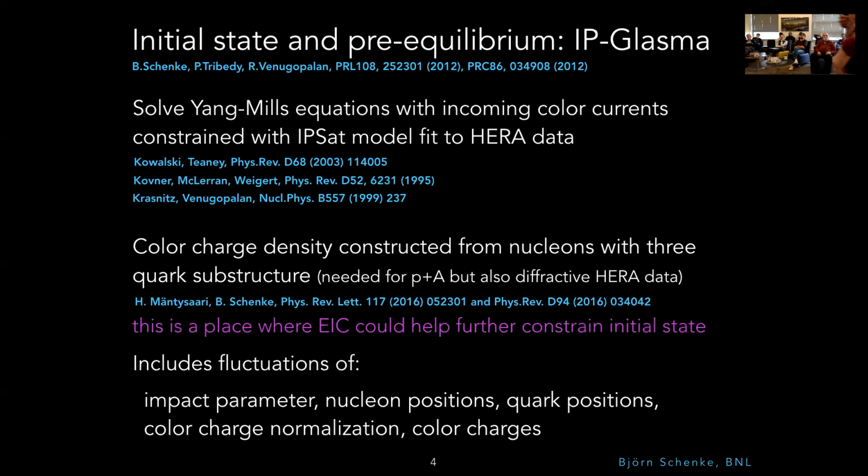Because this will also be needed for describing proton-gold or proton-lead data with this hydro picture. Because if we don't have the substructure, we just have a round proton, then we will not produce any v2, because we have an isotropic initial distribution which will expand isotropically. And so this calculation now includes tons of fluctuations, namely that of impact parameter, nuclear positions, quark positions, or hotspot positions, I should call it, the color charge normalization, but also the color charges themselves. So all this fluctuates. So this is a nuclear substructure at very low scales.